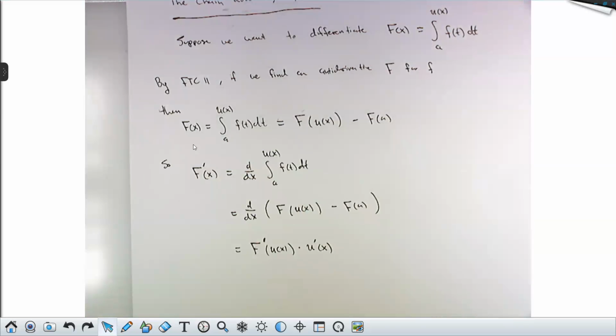I'll show you how we use this, but this is something you should remember. Specifically, if you're trying to apply FTC1 to a function like this, you do have to plug this in here, just like you do if it's an x. Whatever's up here goes in here. But then you also have to multiply by the derivative of the little function up there.